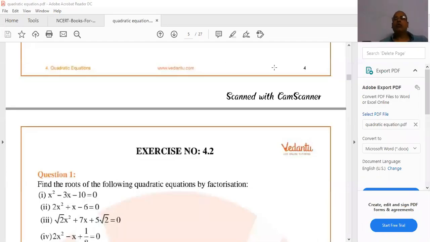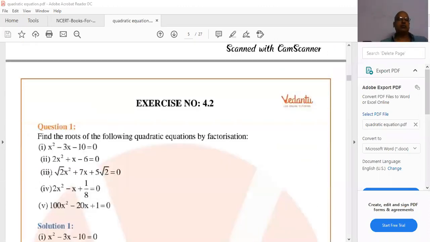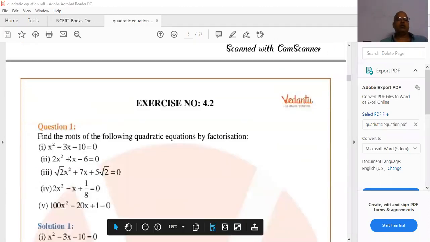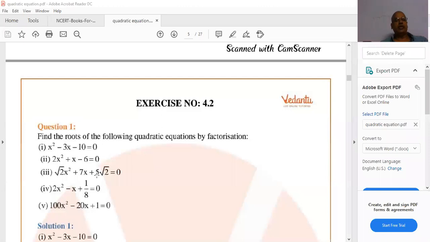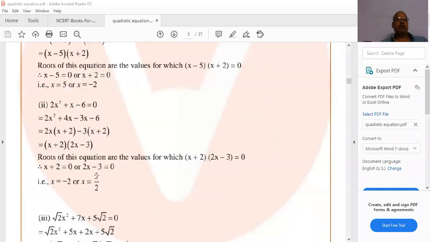Roots of the quadratic equation by factorization method. The splitting the middle term theorem, we have explained all these sums. In this, the root sum is most important. I told root 2 into 5 root 2 means 10, factors of 10. You have to see 5 plus 2, 10. Here 2 means root 2 into root 2, so you can take root 2 common. So like that we did by factorization.